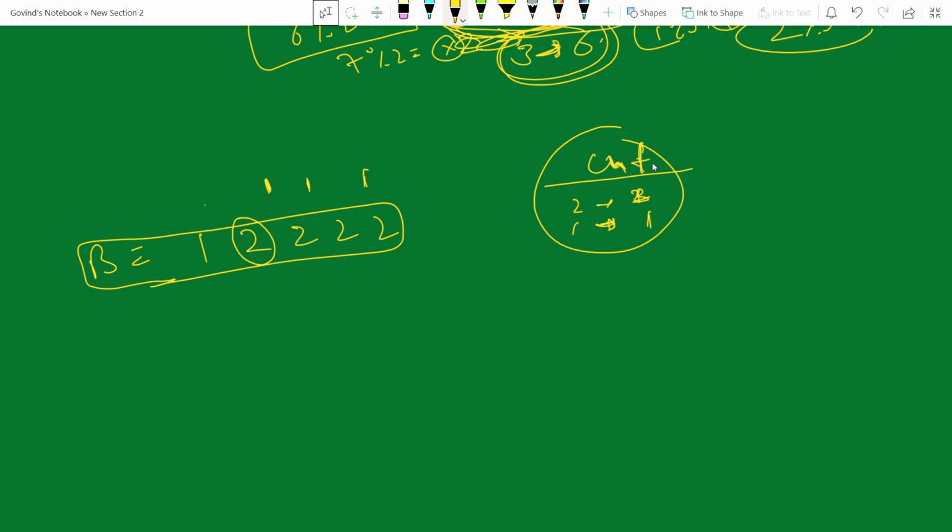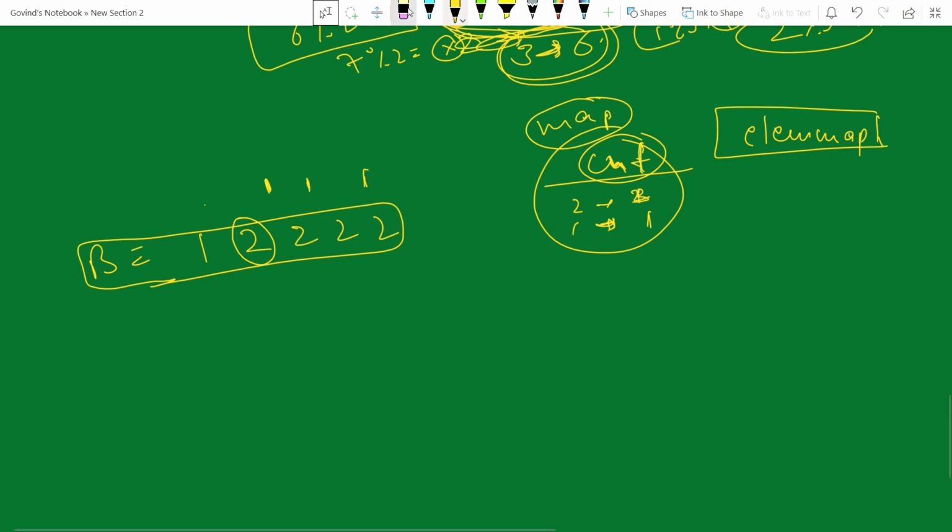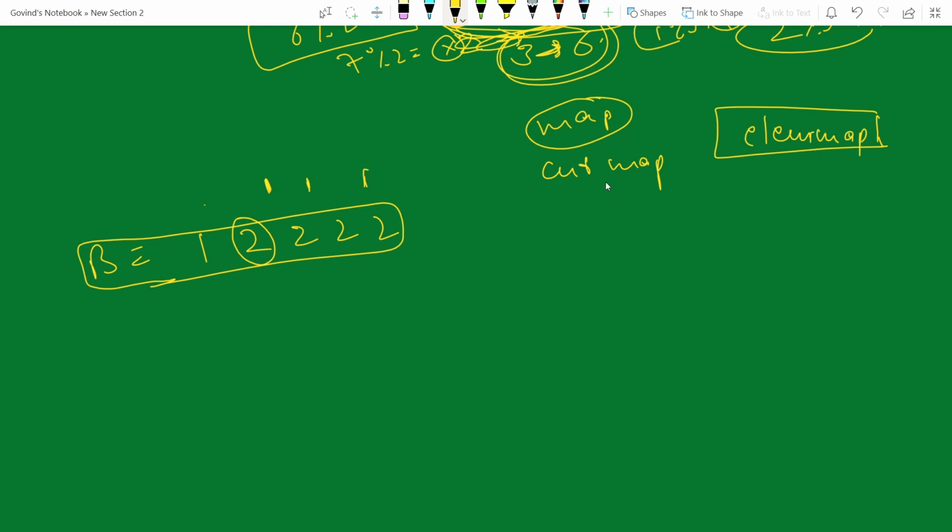So we will take a counter map in C++, or equivalent you can take a hash map in Java or a dictionary in Python. And next we have to take an element mapping, an element map to check whether a number we have previously assigned or not. So we take two things: a counter map and another is an element map. Now we need to construct it.